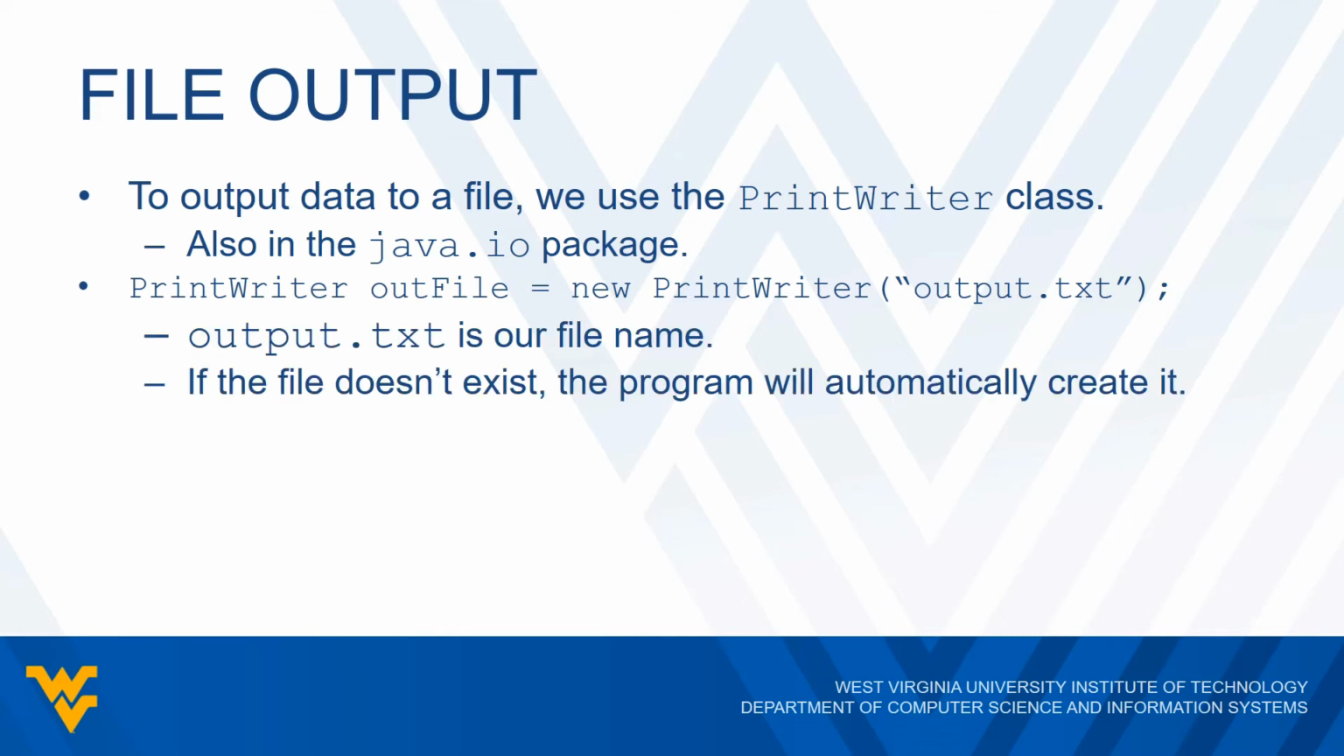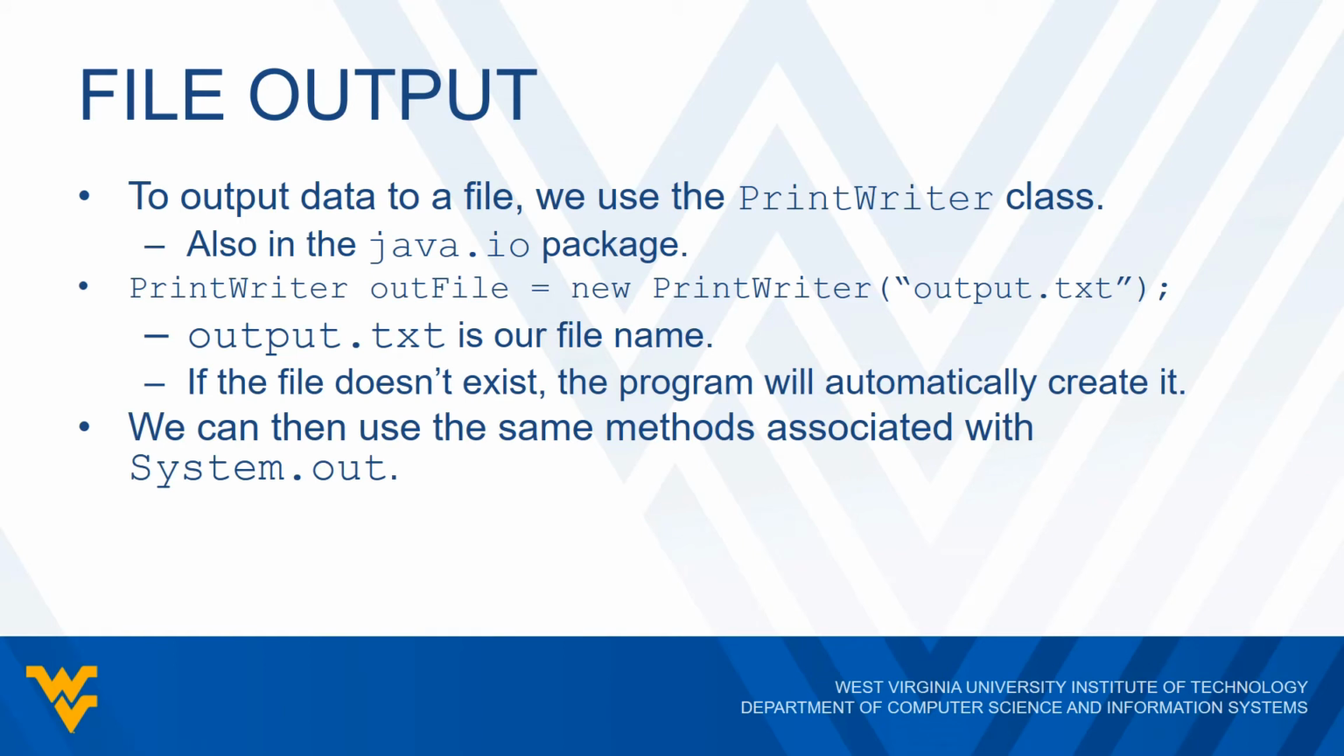Now, unlike the file reader, if this file does not exist, we're not going to get an exception. The program will just automatically create the file for us. So we don't have to worry about checking if this file exists. But for input files, they have to exist before we can read from them. For output files, if they don't exist, our program will just automatically create that for us.